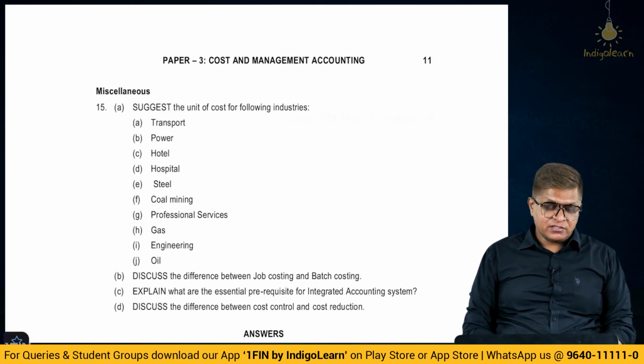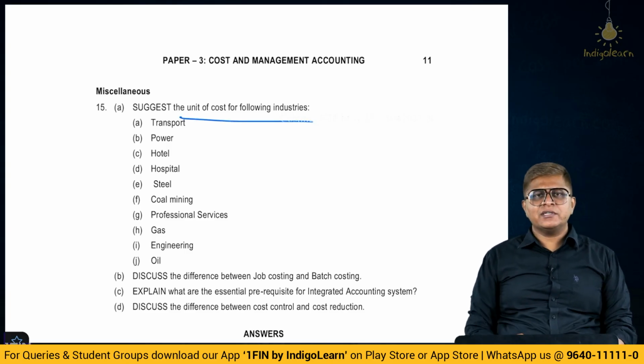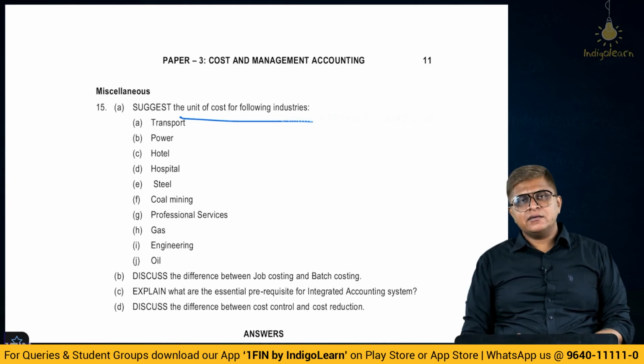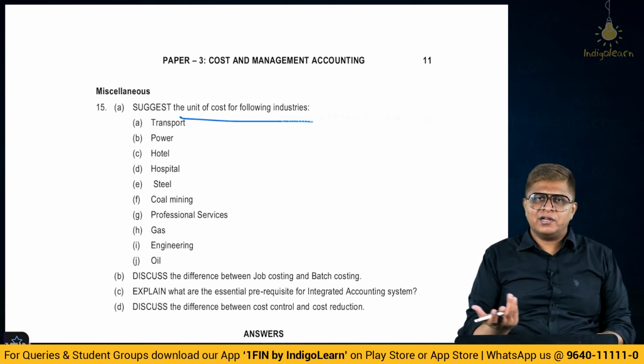Let's look at the next question. So this is more like a miscellaneous theory question. Let's quickly run through that. So 15A: suggest the unit cost for the following industry. So you can expect these kinds of questions in the theory question that we usually get, and each bit can carry about half mark to 1 mark.